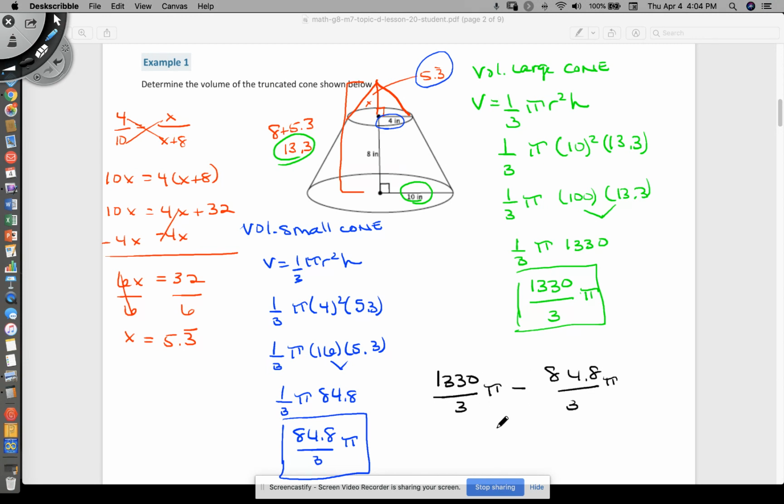1,330 take away 84.8 leaves me with 1,245.2. I'm going to put that over 3 because the denominator stays the same. Pi inches cubed. And you are done. Now, of course, if they want you to go ahead and multiply the pi out, they'll tell you. But for the most part, we're just going to leave it right now in pi form.